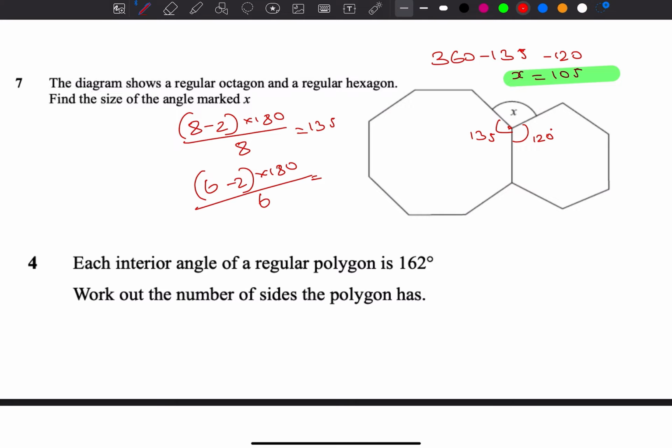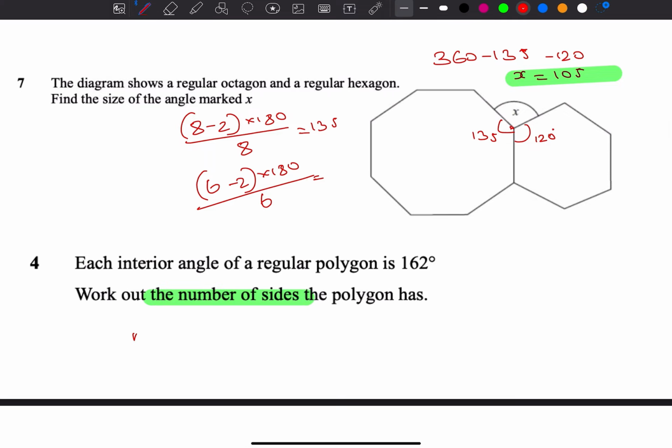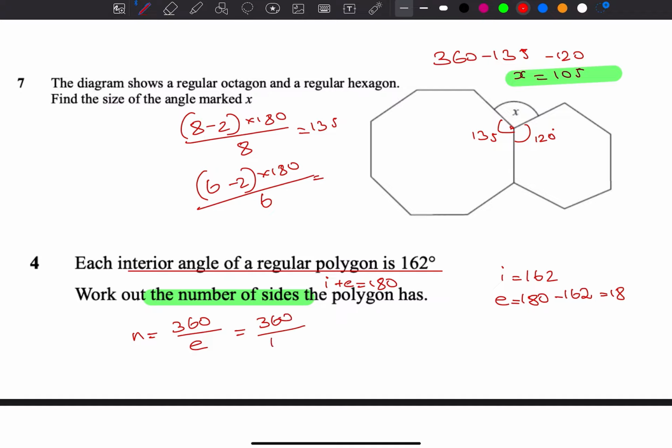Now, easy. They want the number of sides on the shape here. The only way to find the number of sides is always 360 divided by the exterior angle. Well, they're not going to give you an exterior angle. They won't make it that easy. Interior is 162. Remember, interior plus exterior is always 180. So if interior is 162, exterior must be 180 minus 162. That gives you 18, the exterior. So the number of sides is 360 divided by 18, which will give you 20 sides.